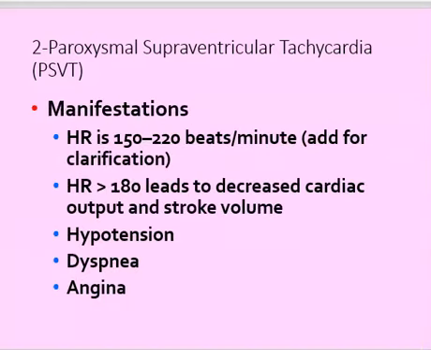So there are your manifestations. If that heart rate goes greater than 180, we have decreased cardiac output and stroke volume. They can have angina and decreased organ perfusion. Yet again, remember that?